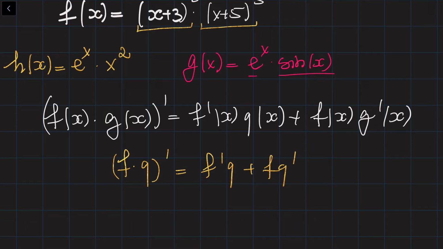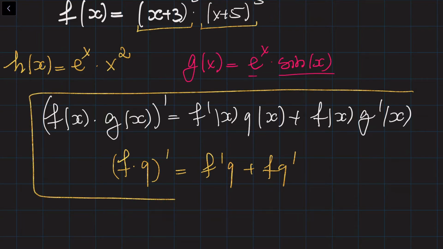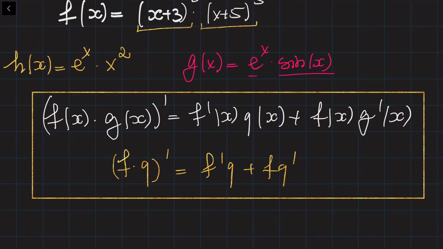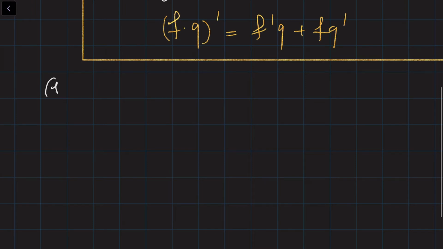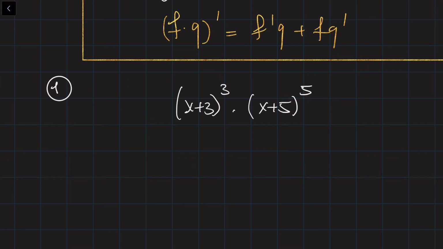We are going to do some examples of using these formulas. For example, we're going to take the derivative of three functions: the first example, the second example, and the third example. Let's start from the first one. Please note, whenever we are multiplying two polynomials, (x plus 3) to the power of 3 and (x plus 5) to the power of 5, you should know the derivative of each of them. Let me denote the first one as f and the second one as g for simplicity.